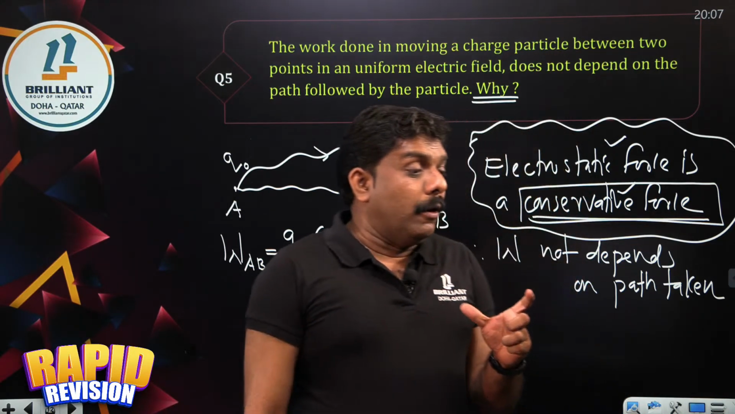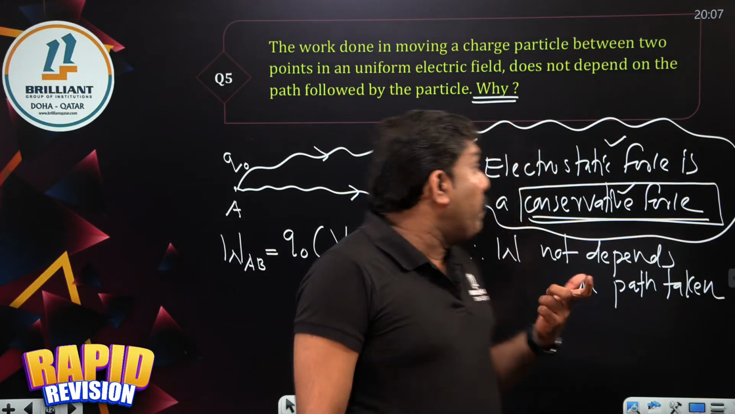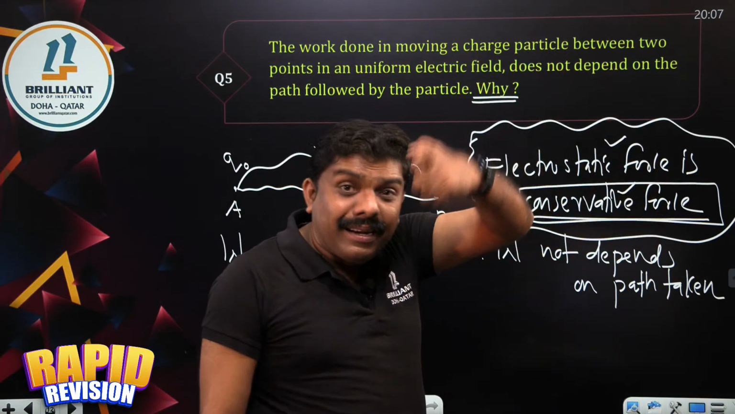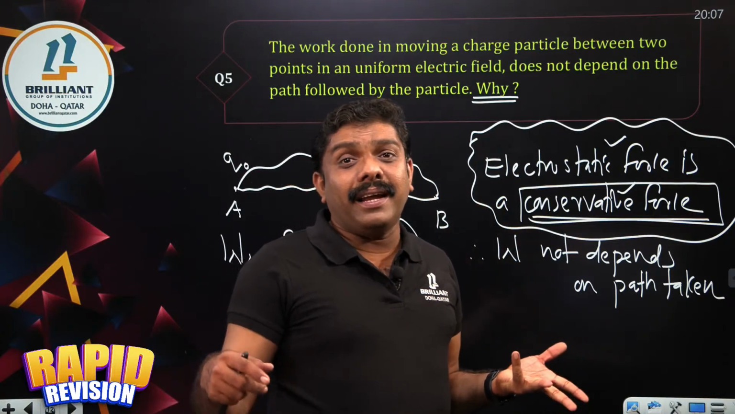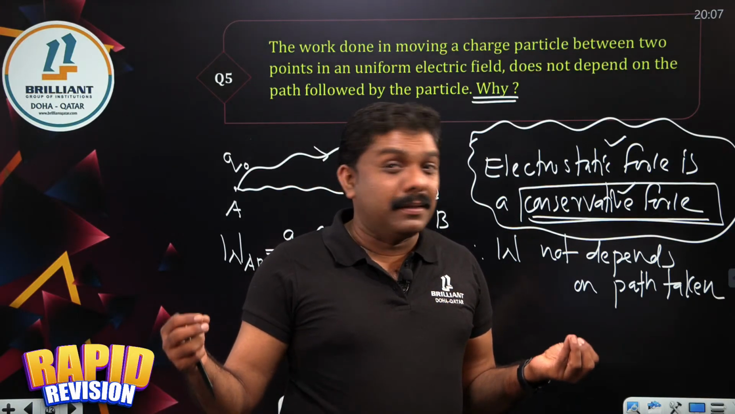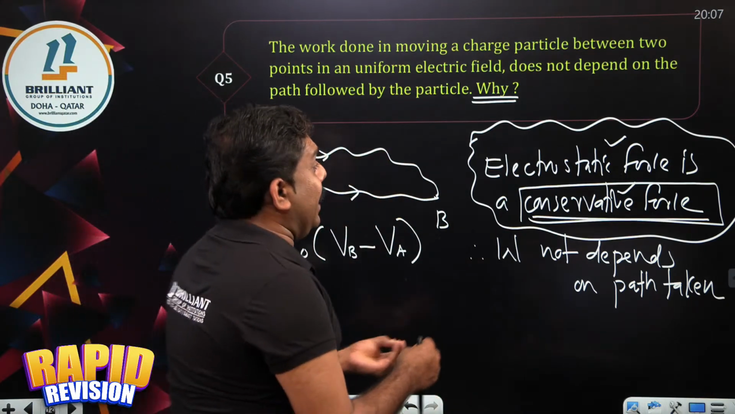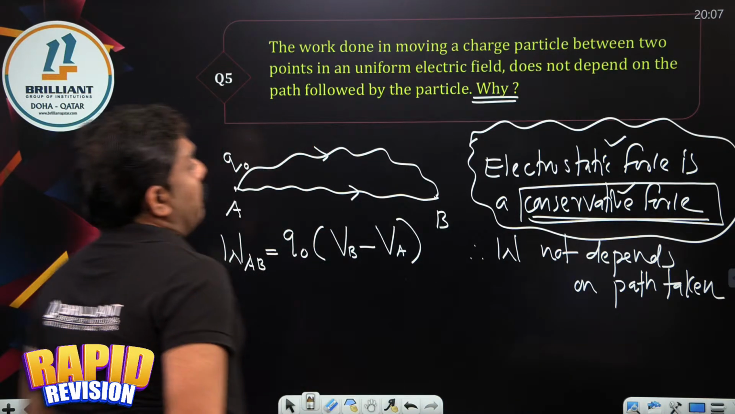No, monopole. Someone is asking this point correctly. Look, monopoles are not possible. That is for magnetic field lines, not electric field lines. For electric field lines, monopoles are possible. A single positive charge and a single negative charge are possible. So this is the answer. Electrostatic force is a conservative force.